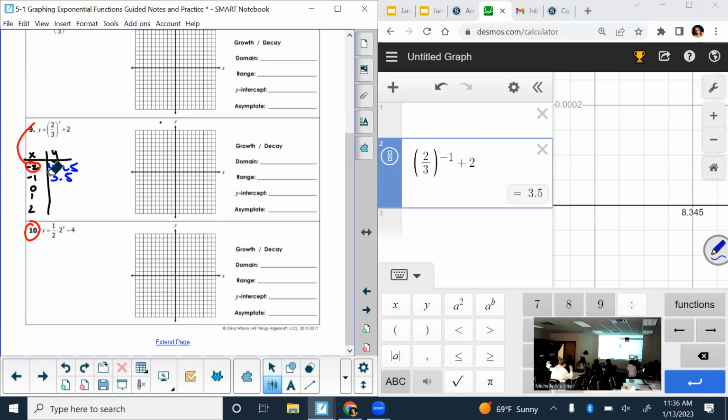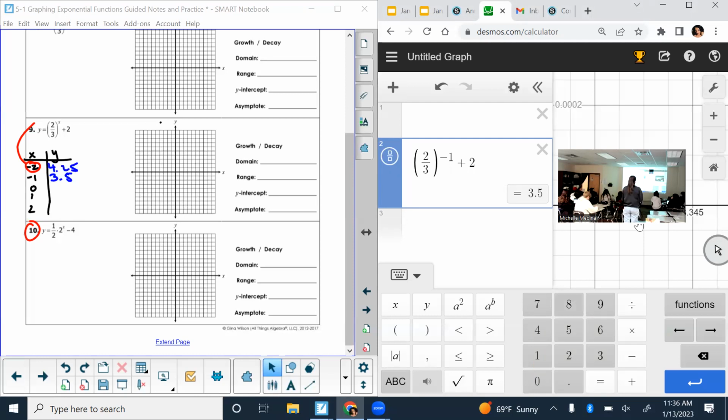Table 5, what is the y when x is 0? I see why you got that, but it's not. Or is it? Am I lying? Let me check. Yeah, because anything to the 0 power is 1, but then we still have that +2 that's in the given equation. So it's actually 3 for that one. So not a problem, just fix it.